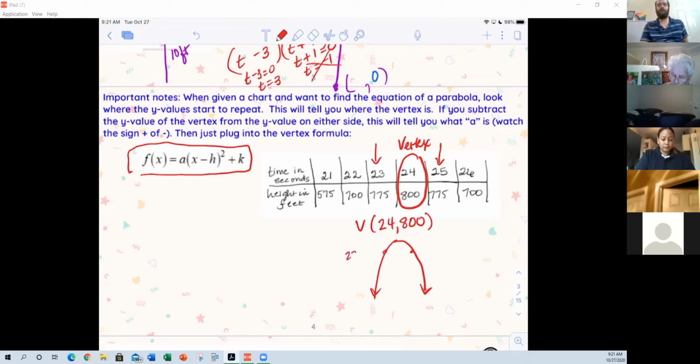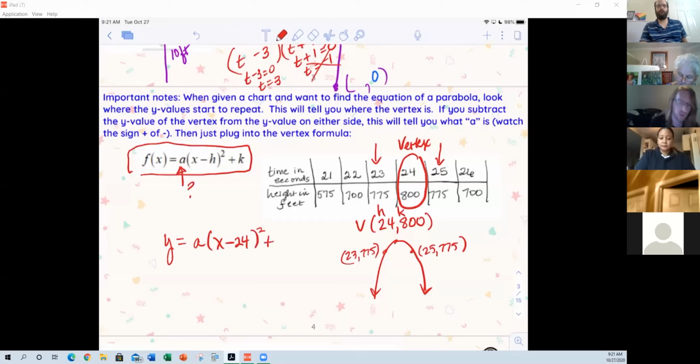So at 23 seconds, we're at 775 feet. At 24 seconds, we're at 800 feet. And at 25 seconds, we're at 775 feet. All right, so that's our vertex. So far we know that the equation is going to be y, you can say y or f of x, y equals a, you don't know what the a is yet, times x minus 24 squared plus 800. This is our h, this is our k.